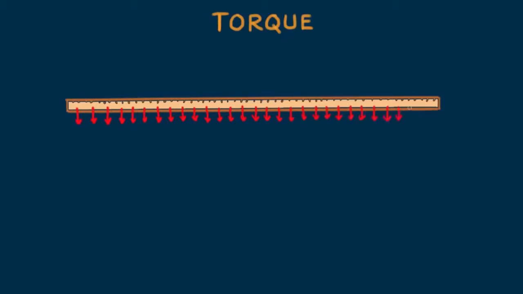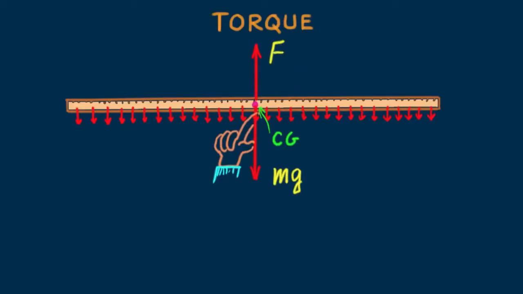For the stick, the center of gravity is at the 50 centimeter mark, where we place a dot. We can support the weight of the stick by a finger placed just below the center of gravity. Then the stick is in equilibrium, where your applied force F balances its weight mg.